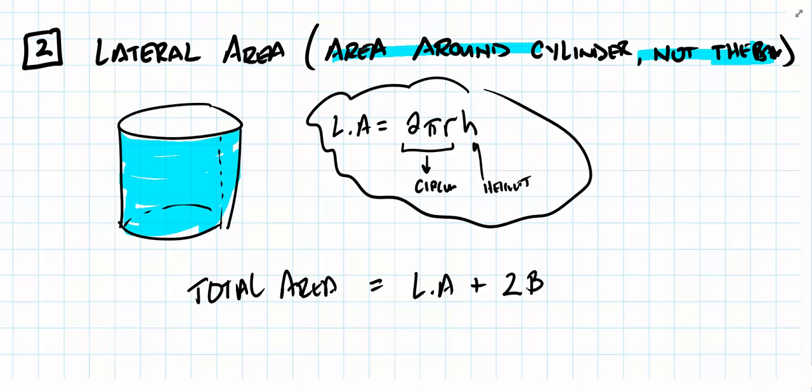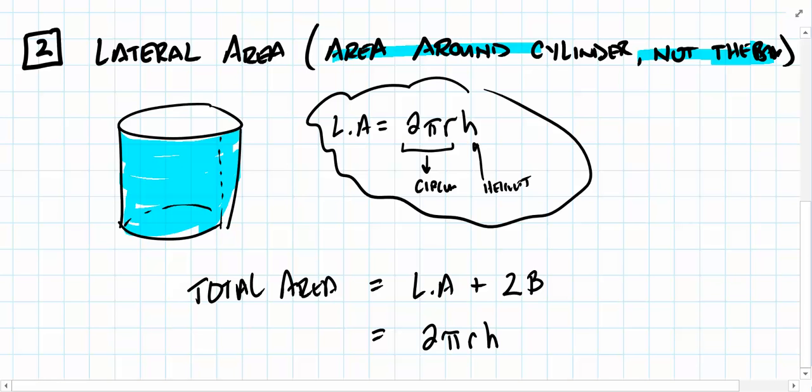So the lateral area, we already know the lateral area was this, 2 pi r h. That's the lateral area. Now I'm going to add to that 2, because I have 2 bases. What's the area of the base since it's a circle? What's the area of a circle? Yeah, pi r squared, right? Pi r squared.